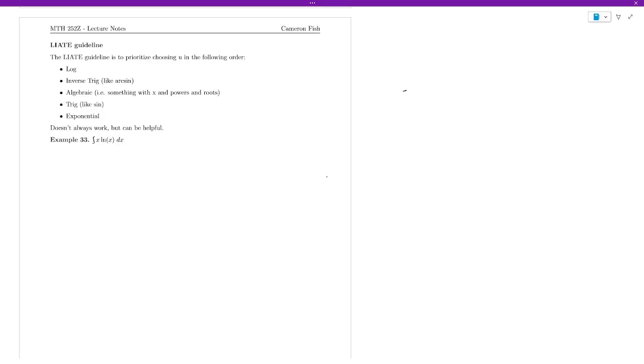So for example, we saw this one earlier, but here I see an x, I see an ln. So my priority list here says, okay, there's a log. So I'll try u equals log x, and just see what happens. So this is just a guess, really. As you do more and more by parts, you will get a sense for what is a good u and dv. This is a good starting guideline.